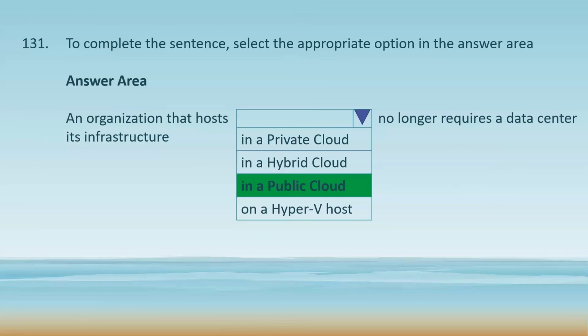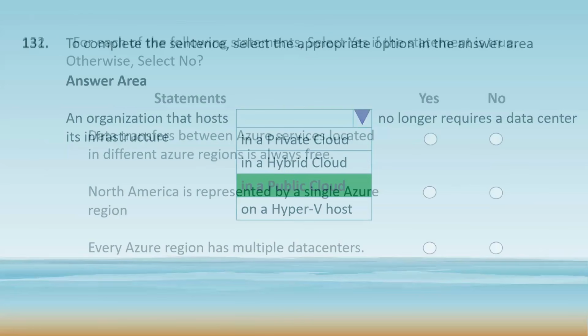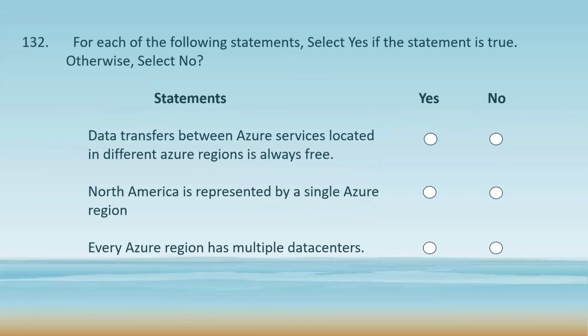Let's move to question number 132. For each of the following statements, select yes if the statement is true, otherwise select no. So let's start with first statement. Data transfers between Azure services located in different Azure regions is always free. No, the statement is incorrect. You are charged when you are moving data from one region to another region.